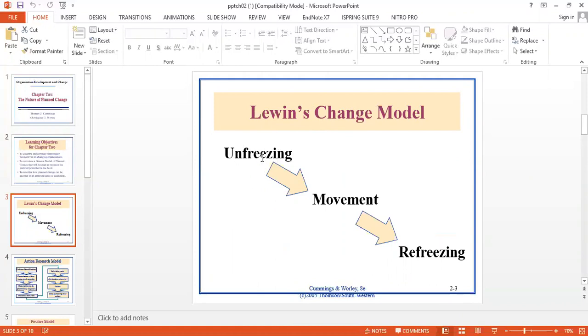When we compare these three things, unfreezing, movement, and refreezing: movement is when you are working on the discomfort, how you improve your market share, how you overcome the problems, how you can train your employees. These are all the things that come up in movement. Then refreezing is when you stabilize, and then again unfreezing, and this process goes on and on.